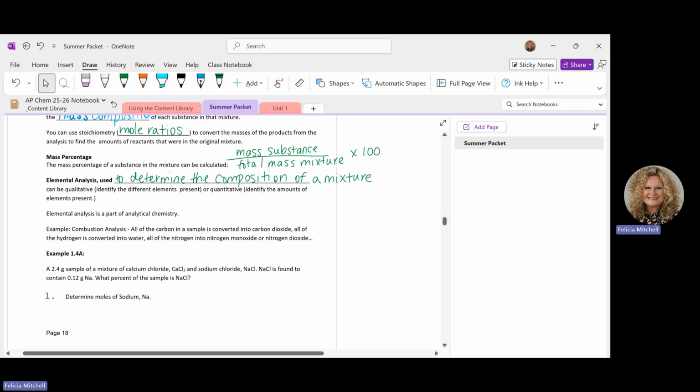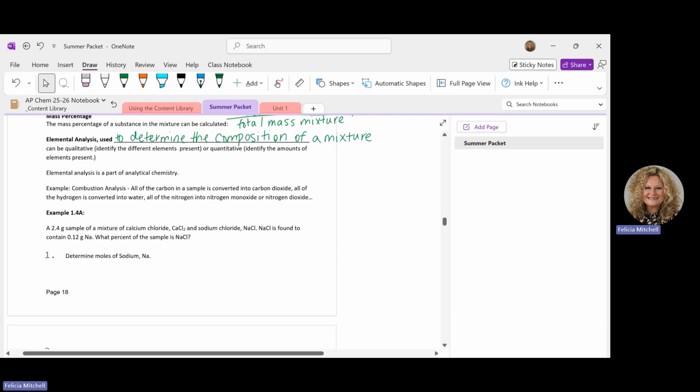No one's going to ever ask you that. Combustion analysis that I just showed you is one way to do that. So we would know, like I showed you a minute ago, that all of the carbon would go into carbon dioxide, all of the hydrogen would have gone into water. Now, if I had nitrogen in a combustion problem, then that would all go into nitrogen monoxide or dioxide. In other words, I would take the balanced chemical equation to compare mole ratios, okay?